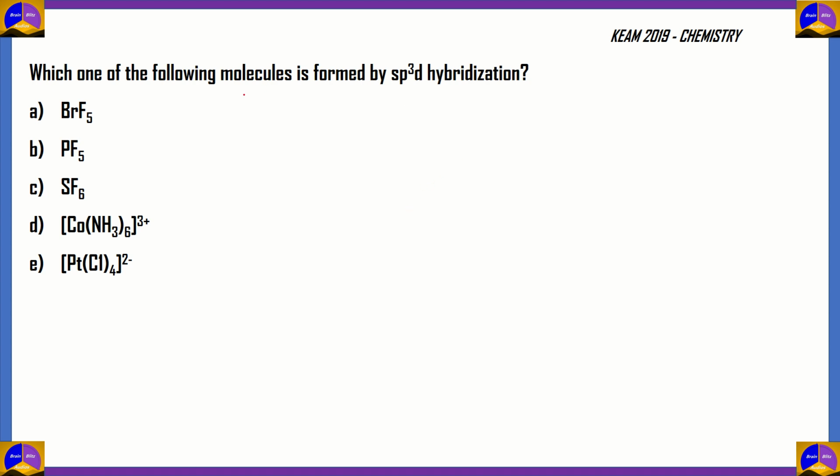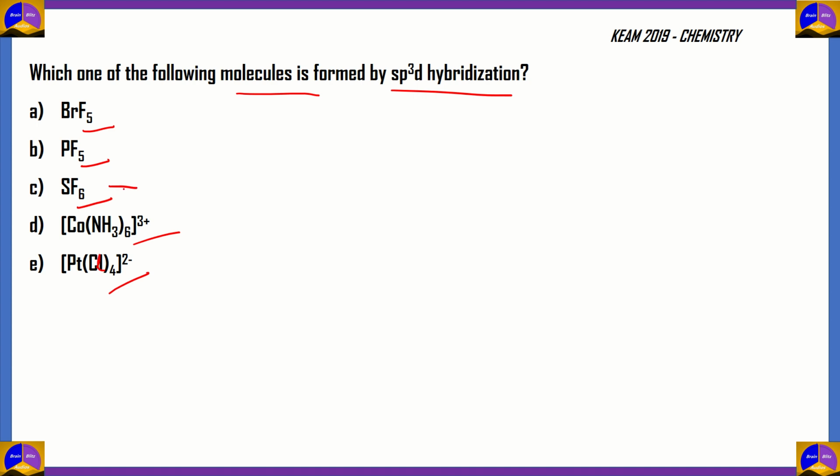Which one of the following molecules is formed by sp3d hybridization? Is it BrF5, PF5, SF6, [Co(NH3)6]3+, or PtCl4? Now, we need to look at the hybridization of all these molecules.